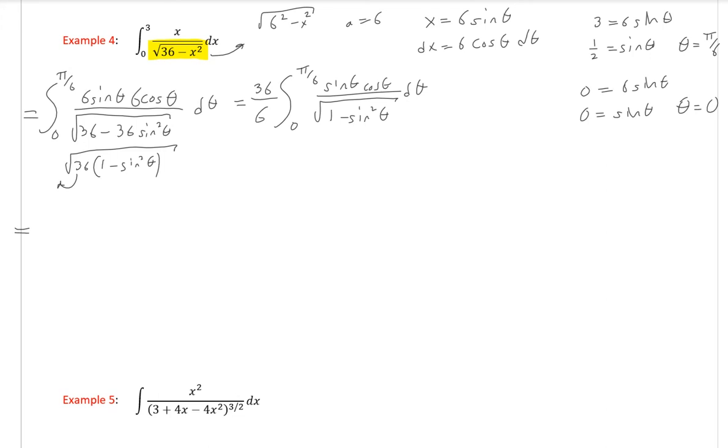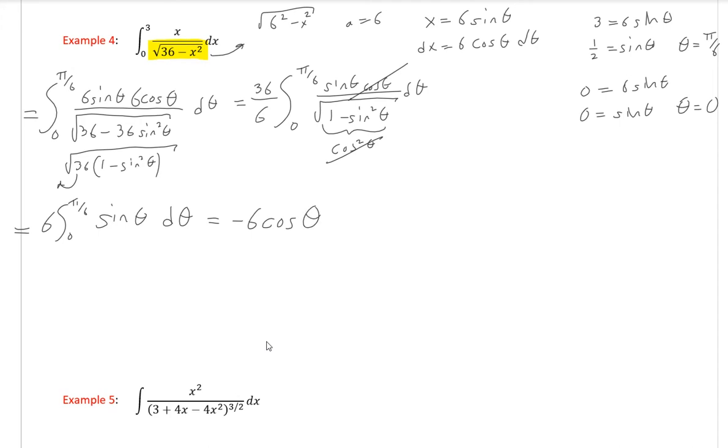Solving for that, 36 over 6 gives me 6, from 0 to pi over 6. On top we have sine and cosine. On the bottom, 1 minus sine squared becomes cosine squared, and the square root of that is just cosine, which is going to eliminate with cosine on top. So we just have the integral of sine of theta d theta. Look how easy that solution became. It was very, very complicated, and it simply became a single trig function, which we could do any day of the week.